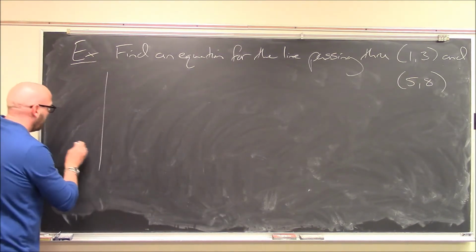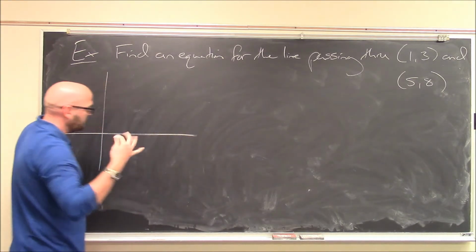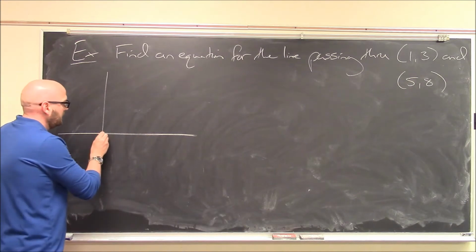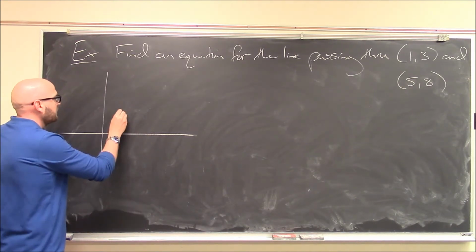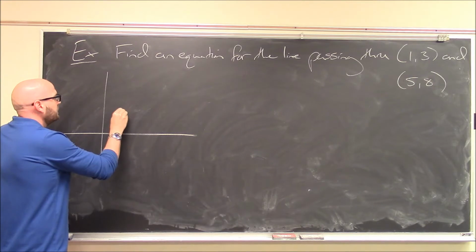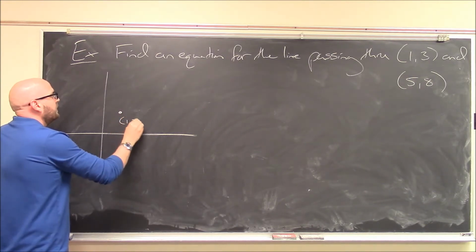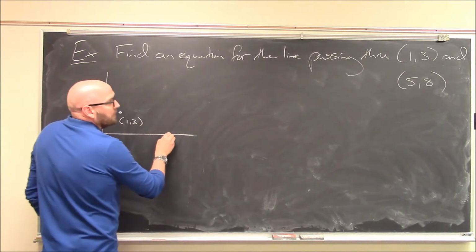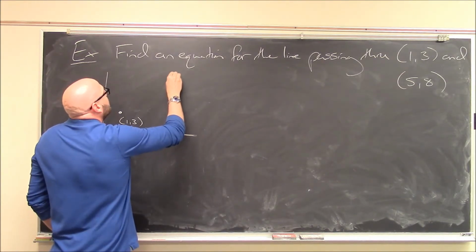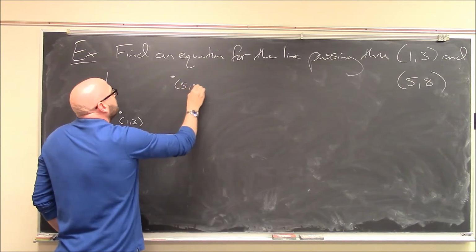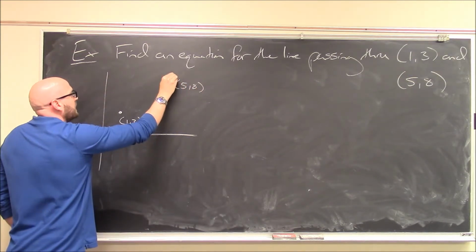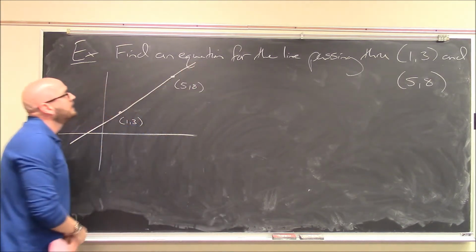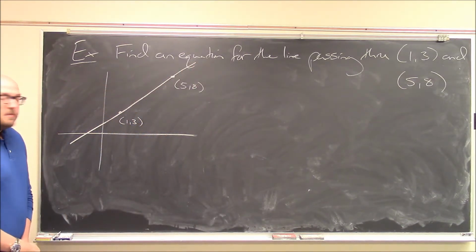Like I said, I really like to draw. I'm very geometrically minded. I like to have pictures of what's going on. So let's try to indicate where these points would be. Let's say 1 across and 3 up, maybe right here. We'll pretend that's the point (1, 3). And 5 across, maybe somewhere over here, and 8 up, we'll pretend that's the point (5, 8). Okay, so we've got a line passing through these two points, and I want to write down the equation of this line.